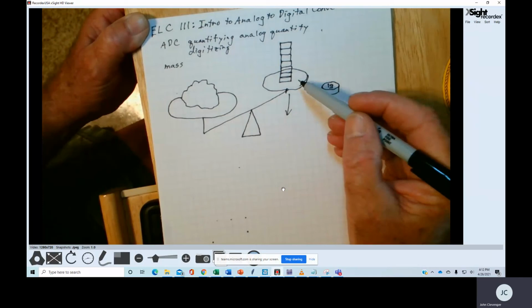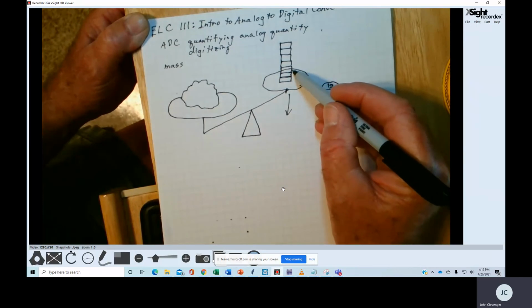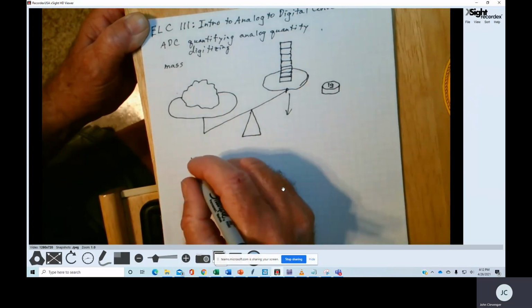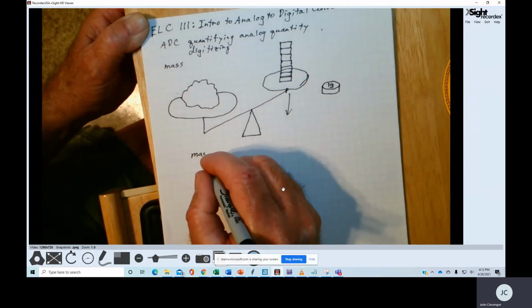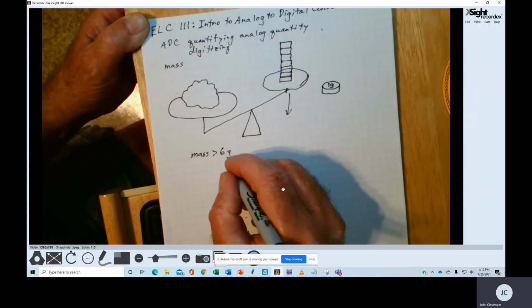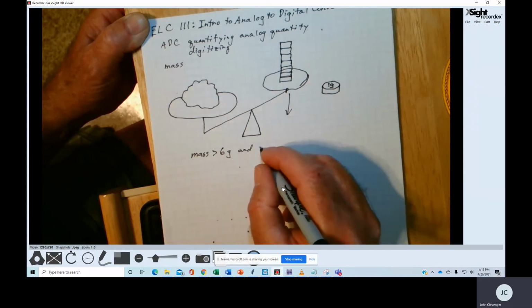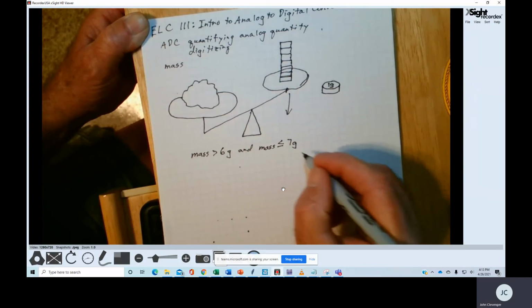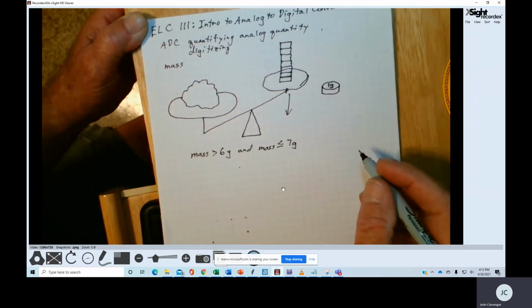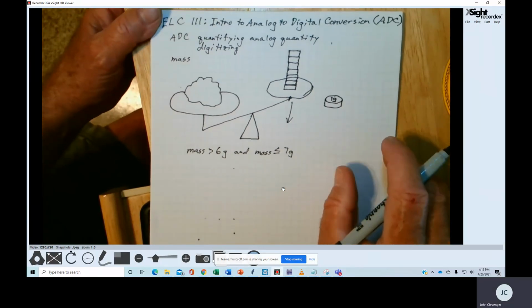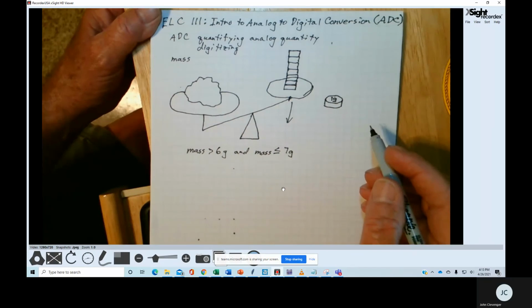So let's see, how many weights have we put on here? 1, 2, 3, 4, 5, 6, 7. So we know now that the mass of this object is greater than 6 grams, and we also know that the mass of this object is less than or equal to 7 grams. So we're able to quantify or obtain a measurement of this analog quantity.